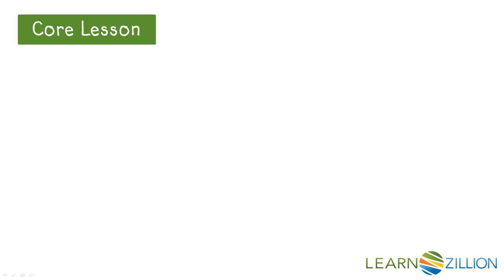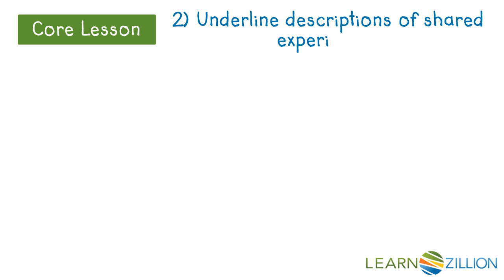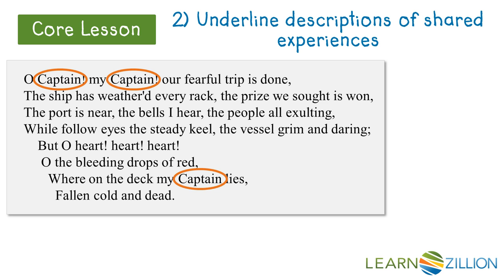The 2nd step in identifying character relationships is to underline descriptions of shared experiences and consider the connotations of them. Here's our text again. Let's look at the whole first stanza for shared experiences before we consider the connotations. In the first line, I see the words, our fearful trip is done. That trip is something they did together, so let's underline it.